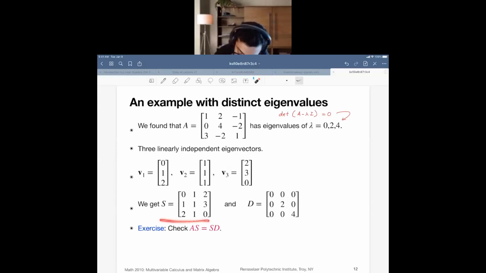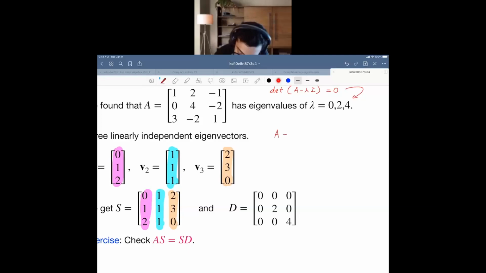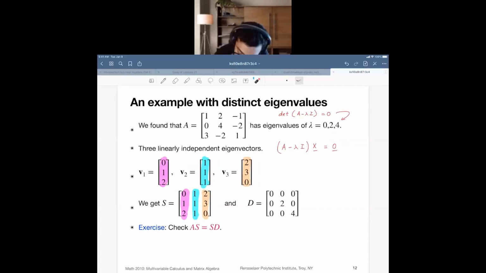And S is the square matrix which is constructed using the eigenvectors. V1 goes here, then V2 goes here, and V3 goes here. So how are you setting up the eigenvectors? Eigenvectors are being set up by A minus lambda I x equals 0. You're trying to find the vectors that are in the null space of A minus lambda I when lambda is 0, 2, and 4. When you solve for that, for lambda 0 you get V1, for 2 you get V2, for 4 you get V3. And with these 3 eigenvectors, you are arranging them as columns of S.